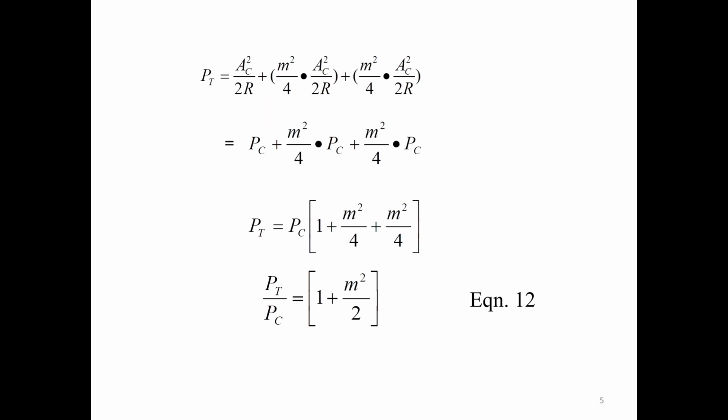First term is the power associated with the carrier. The second, the power associated with the lower sideband. And the third, the power associated with the upper sideband. Simplifying further, we give the ratio of the total power to the carrier power as in equation 12, which is PT over PC equals 1 plus M squared over 2.